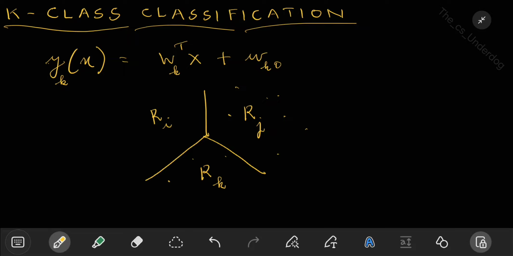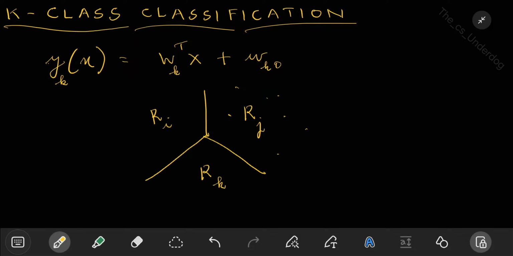Any point in this region Rk will belong to class Ck. Similarly, any point in this region Ri will belong to class Ci. So these are the specialities that you will have when you use this approach. And one more point we said is that it will be convex.